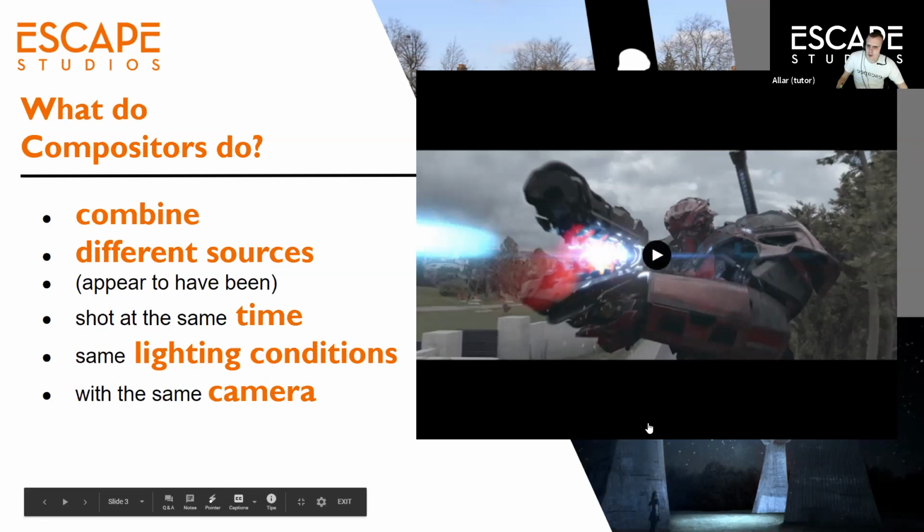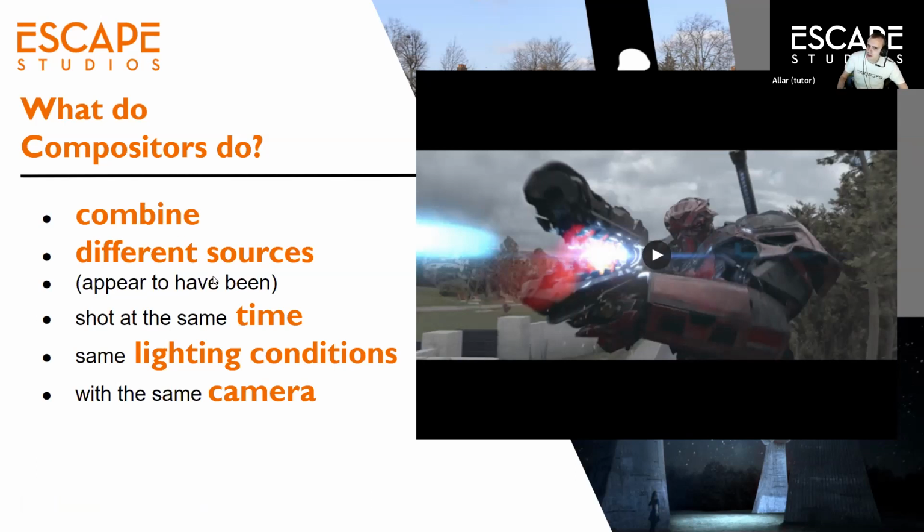So the main question is, what do compositors do? We combine different sources and make it appear, and this is important, they only need to appear to have been shot at the same time with the same lighting conditions with the same camera. And that's enough for us. Actually, if it looks right, then it is right.